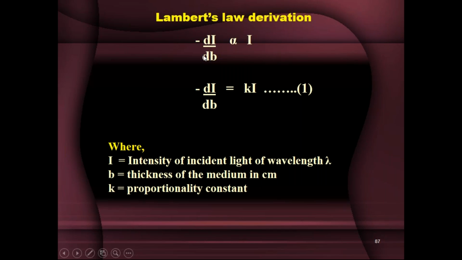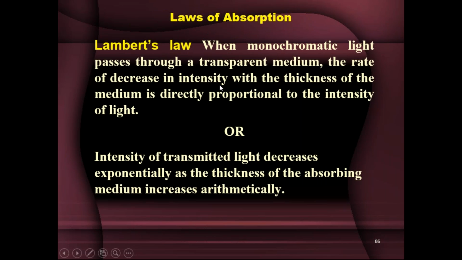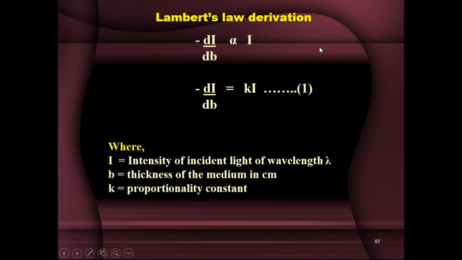So derivative of I by derivative of b, dI by db. Because as thickness increases, the intensity decreases, and as the law states, the decrease in intensity is directly proportional to the intensity of light. It refers to again the incident light. So here you have the decrease proportional to I. So minus dI by db is proportional to I. That is how we first come to this equation, directly from what the law states.